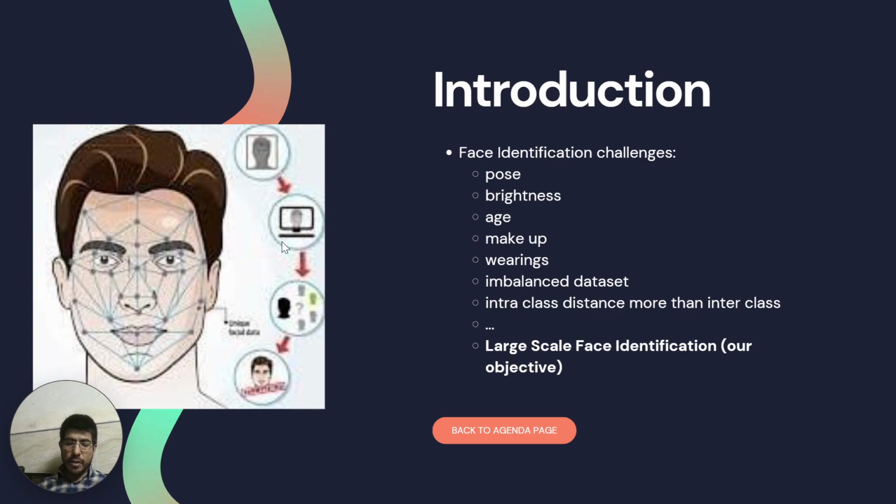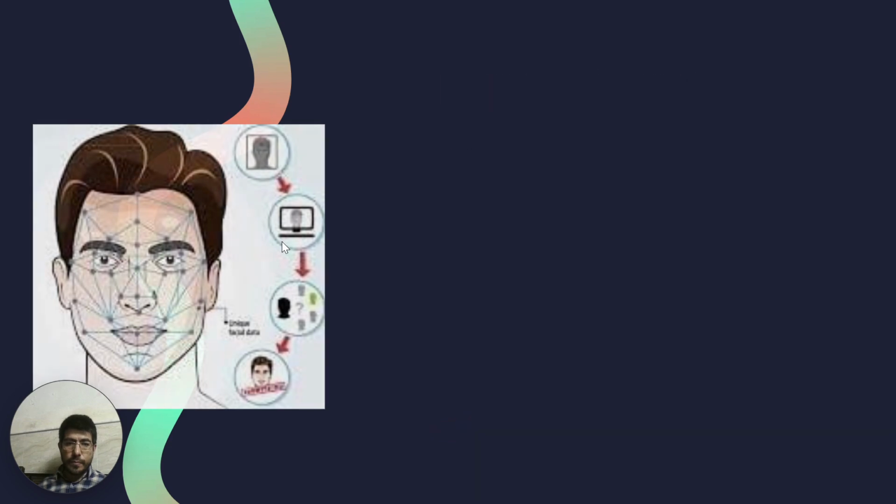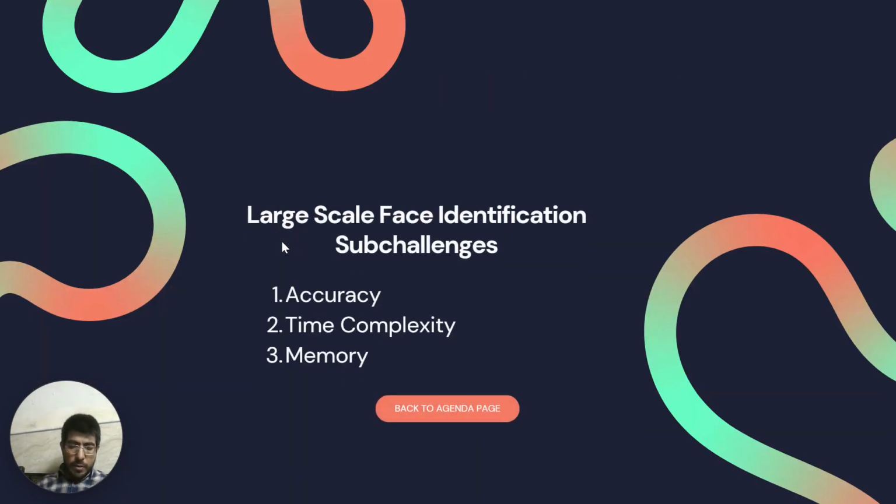Sometimes the similarity of one person's image to another person's image may exceed the similarity of their image to another image of themselves. All these challenges are exacerbated when the number of classes becomes very large. Therefore, in this paper, we specifically focus on the challenge of large scale. This challenge is further divided into three sub-challenges: accuracy, time, and memory.